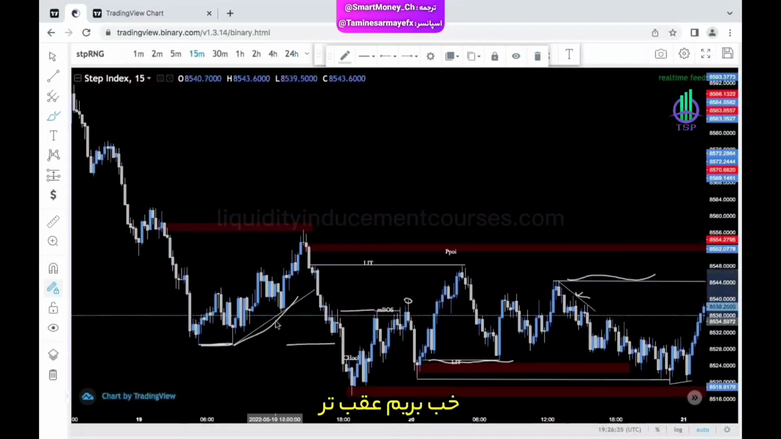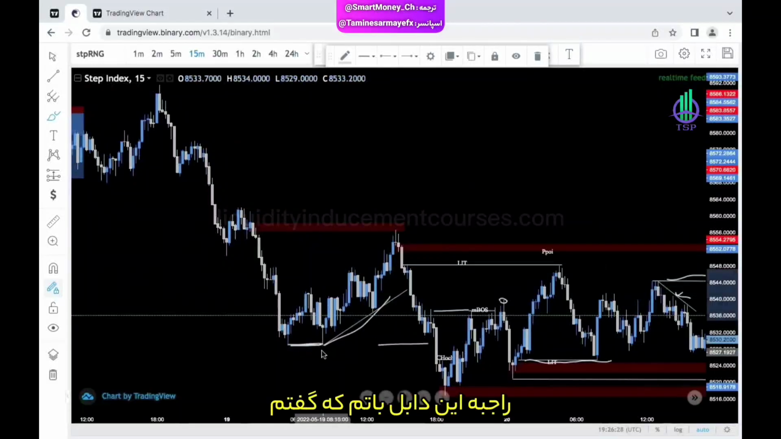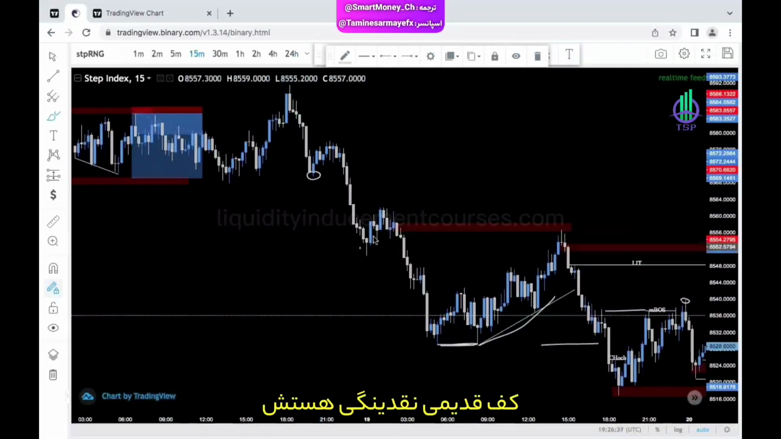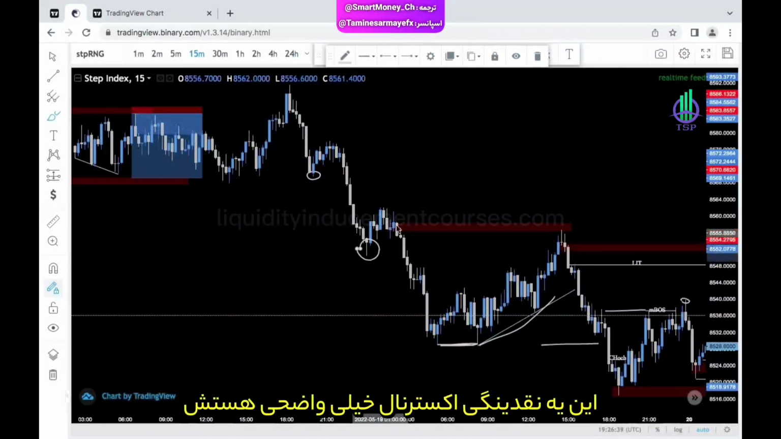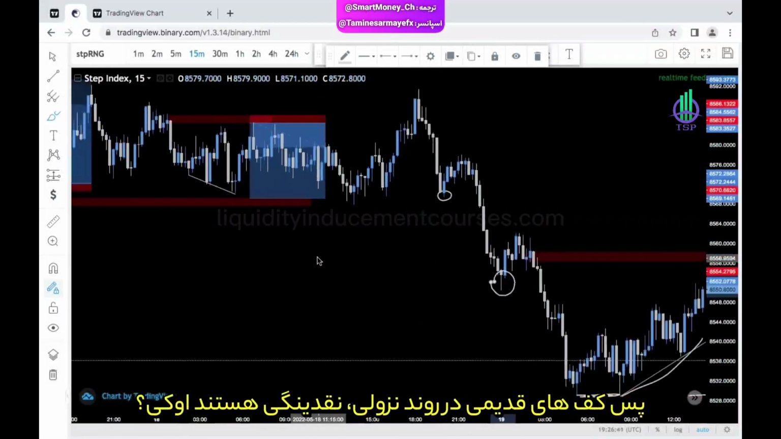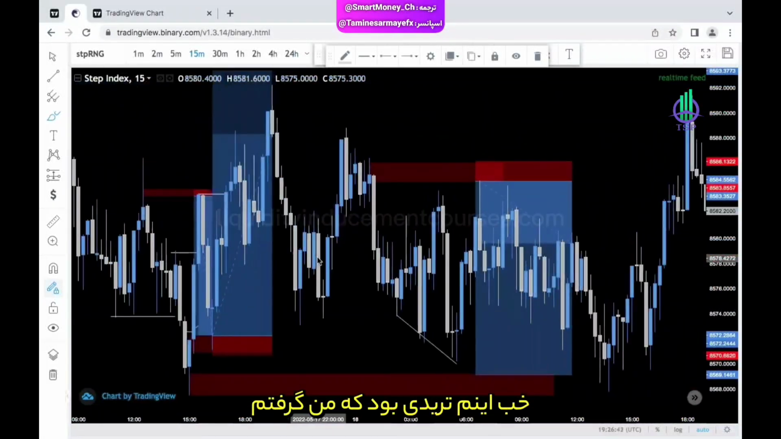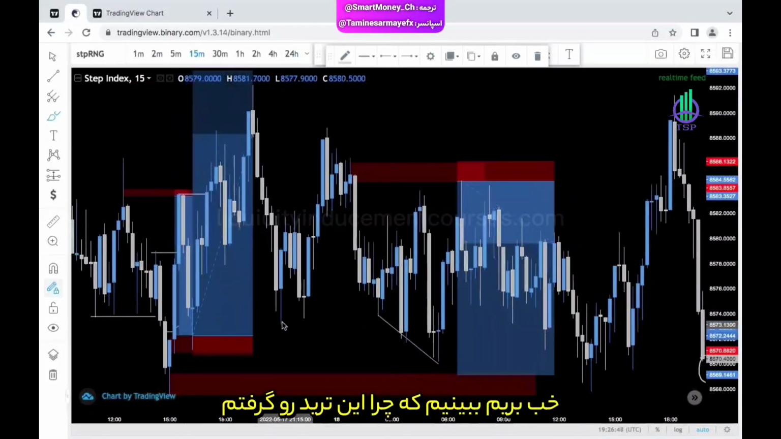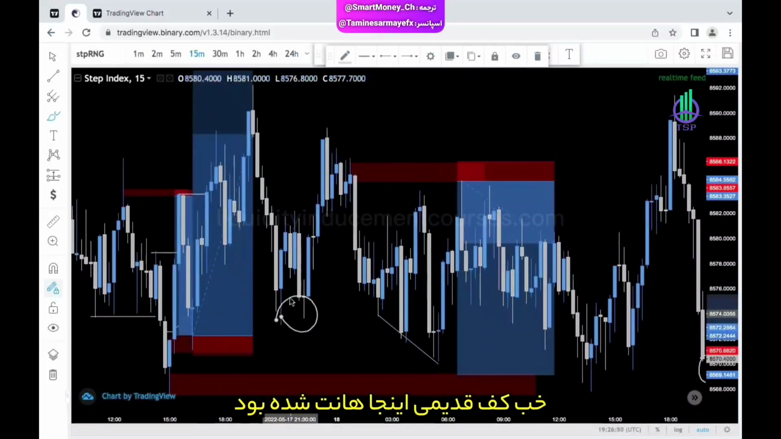Okay, let's go back a bit. Double bottom formation, right? I talked about that already. And then I talked about in our simple structure, all old lows are liquidities in a downtrend. Old lows are liquidities. This is a clear external liquidity. All right, this is on that trade I took. Let's try and see why I was interested in this trade. So old lows got taken out here at this point, right?